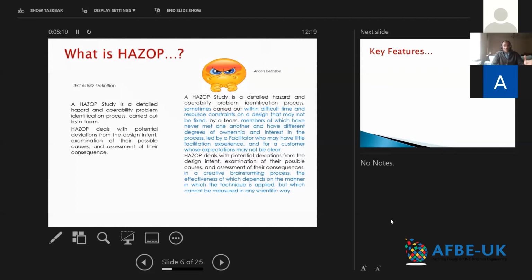And of course, sometimes a facilitator may have little facilitation experience, and I've seen that quite a bit as well. And sometimes the customer or the client may have very strenuous expectations that are not achievable. So those are some of the challenges that you find with HAZOPs, which I'm not going to claim that we're going to solve or learn a lot about today, but we'll touch on a fair bit of those as part of this session.